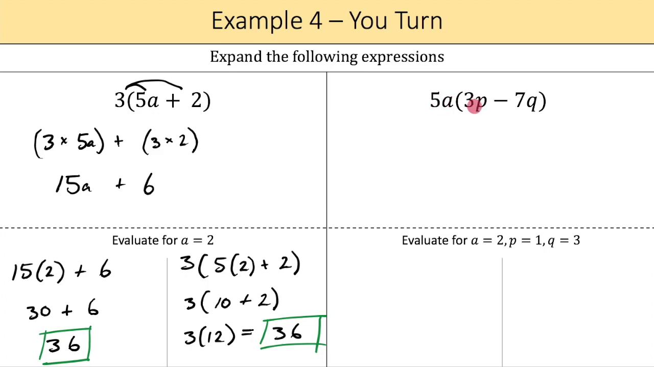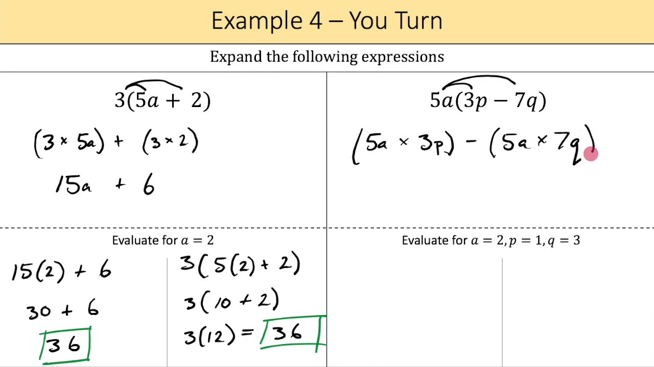We have 5a, then 3p minus 7q. So again, I'm going to distribute out my 5a, which is going to give me 5a times 3p minus 5a times 7q. Now 5a times 3p is 15ap, minus 5 times 7 is 35aq. So that's where I'm going to leave it.